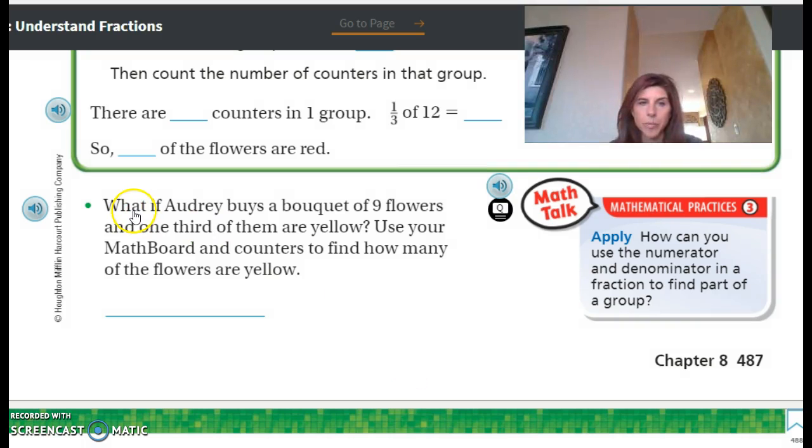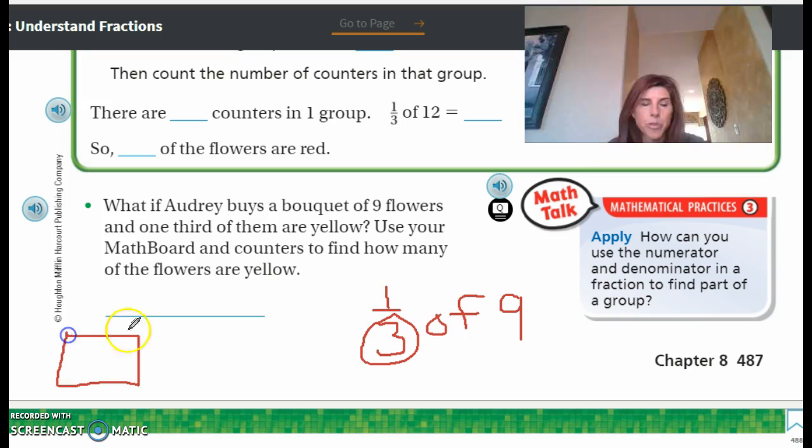We can look at this word problem here. What if Audrey buys a bouquet of 9 flowers and 1/3 of them are yellow? We need to find 1/3. Use your math board and counters to find how many of the flowers are yellow. We know that 1/3 of 9 are going to be yellow. So what we could do is we need to have how many equal groups? 3 equal groups of 9. So we could draw our groups right here.